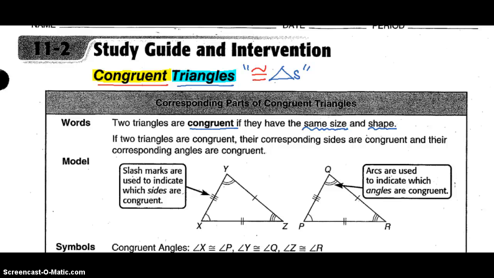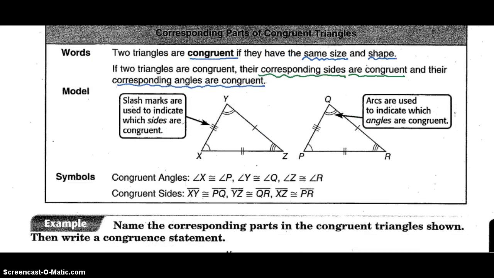Now, when we talked about similar, we talked about corresponding parts. Well, if I'm talking about hands, my pinky corresponds with my pinky and my thumb corresponds with my thumb, and so on and so forth. So for congruent triangles, corresponding sides should be congruent, and corresponding angles are congruent. So corresponding parts of congruent triangles are congruent.